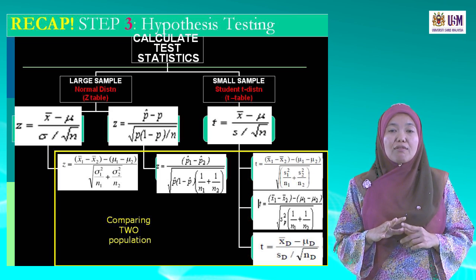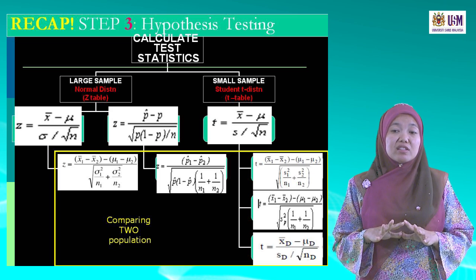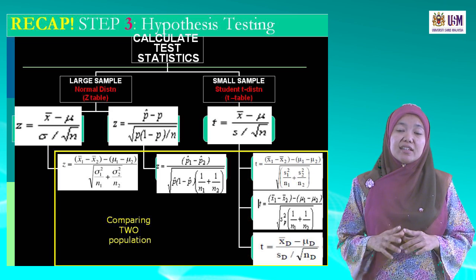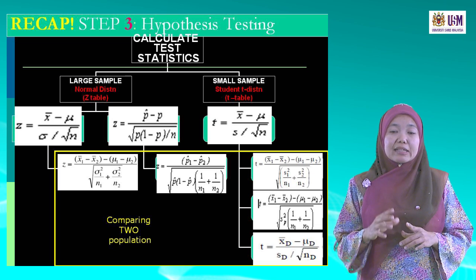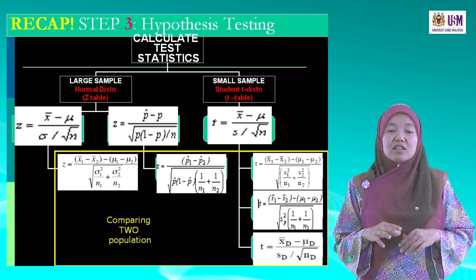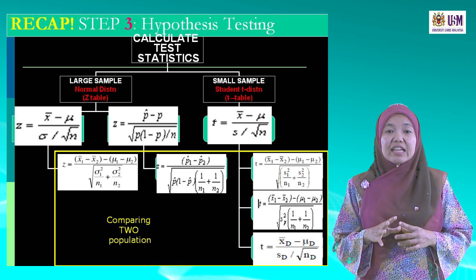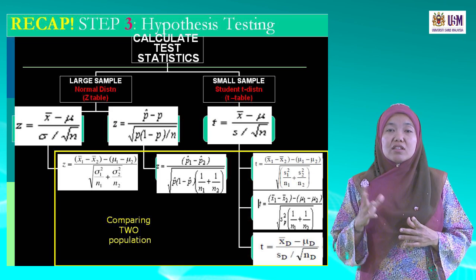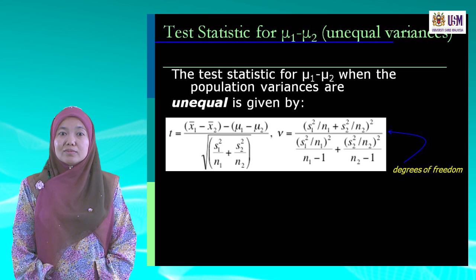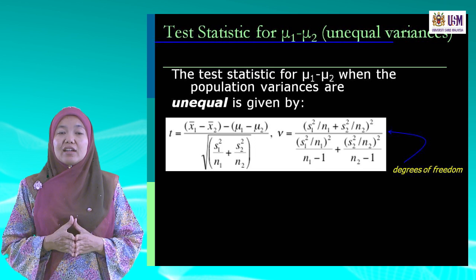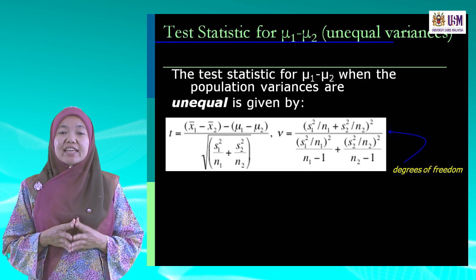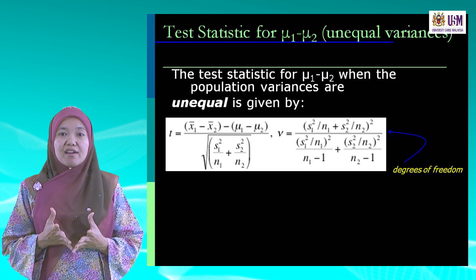So the first step of hypothesis testing is still the same. It's just that you need to know exactly which formula you need to use. Is it a z or a t test? Is it for mean or is it for proportion? So let's look at the test statistic, the formula for the case of unequal variance.